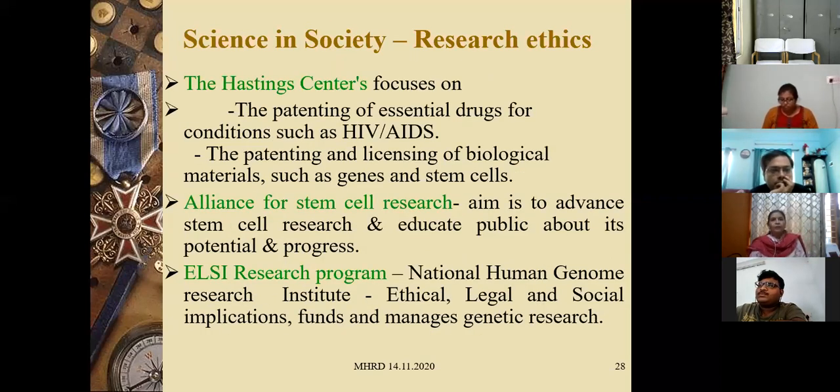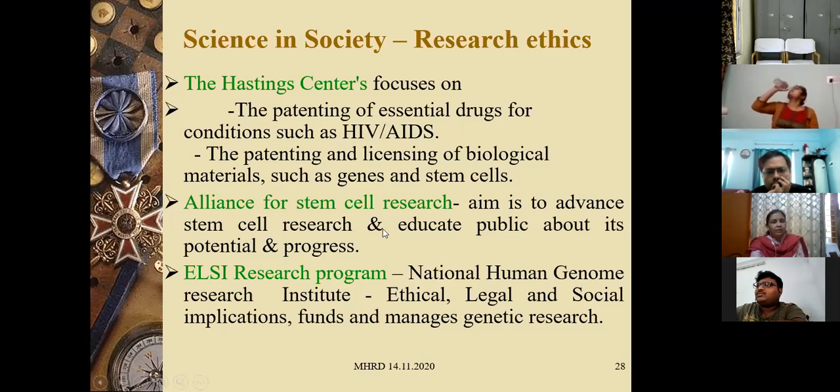So I want to just talk about a few things, that is, the research ethics with reference to certain examples. You have a center called the Hastings Center in the US, which focuses on patenting of essential drugs for conditions such as HIV and AIDS. Now, the patenting and licensing of biological materials such as genes and stem cells are involved. But later, it was ruled out that you can't patent the drugs for HIV and AIDS. Again, HIV and AIDS is a life-threatening disorder.